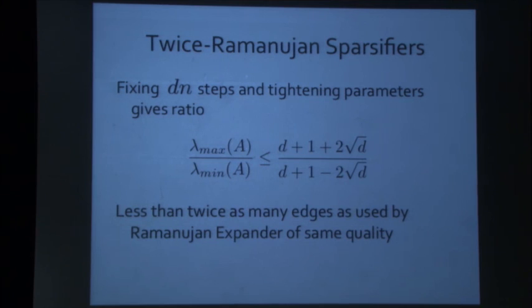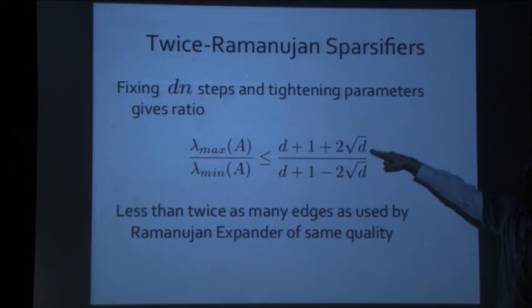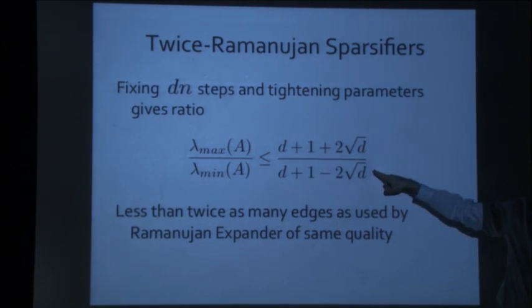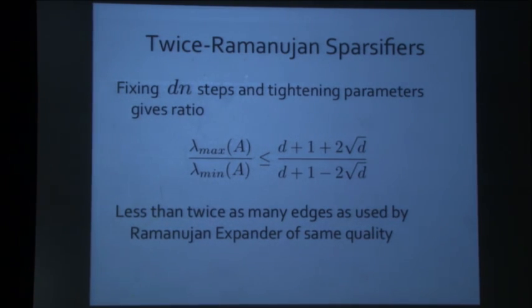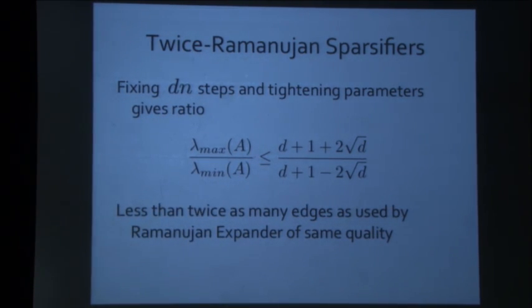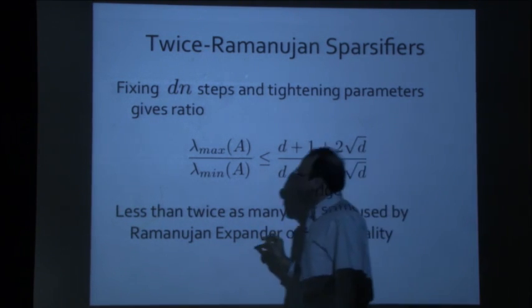Because if you have a graph of degree d, that's dn over 2 edges. Each edge hits 2 vertices. So this is twice as many edges as you'd have in a Ramanujan graph. And this ratio is actually just slightly better than the ratio that you get between the largest and smallest eigenvalues in Ramanujan graphs. So we do just a little better, with d at most twice what you get in the Ramanujan graphs.